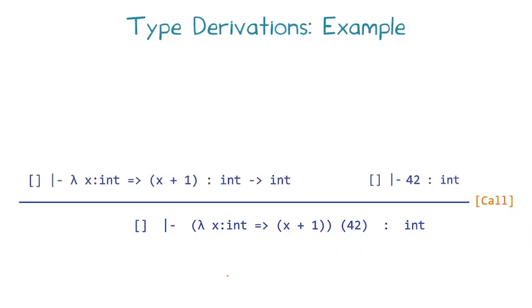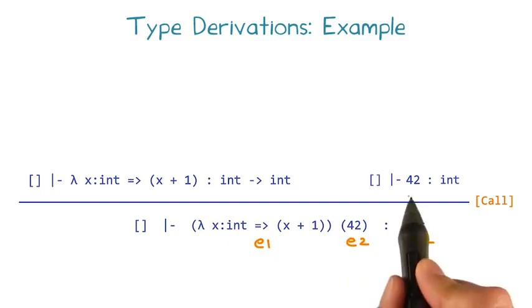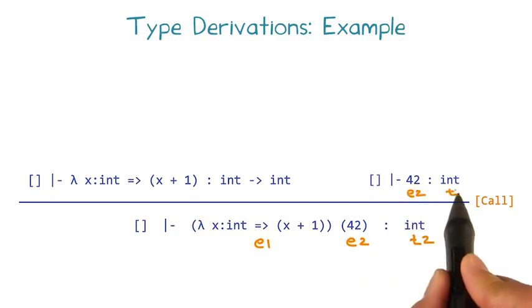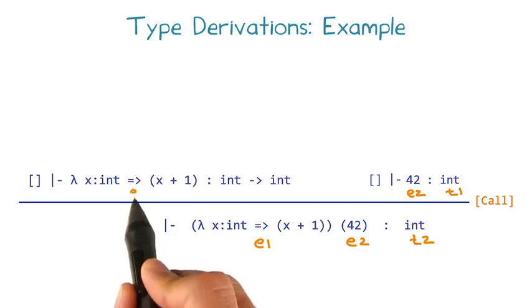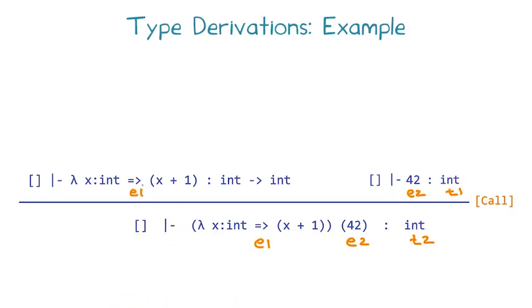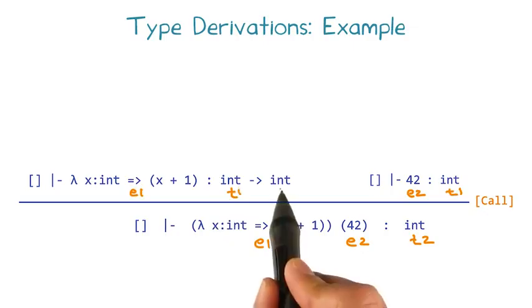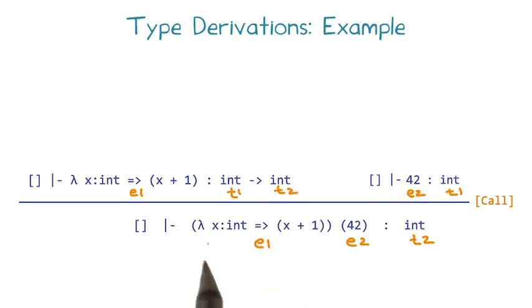The call rule schema requires that if applying expression E1 to expression E2 yields a type T2, then expression E2 must be of type T1 and expression E1 must be a function mapping T1 to T2. In this case, the lambda expression plays the role of expression E1, the number 42 plays the role of expression E2, and T1 and T2 are both the int type. The call rule schema is therefore satisfied.